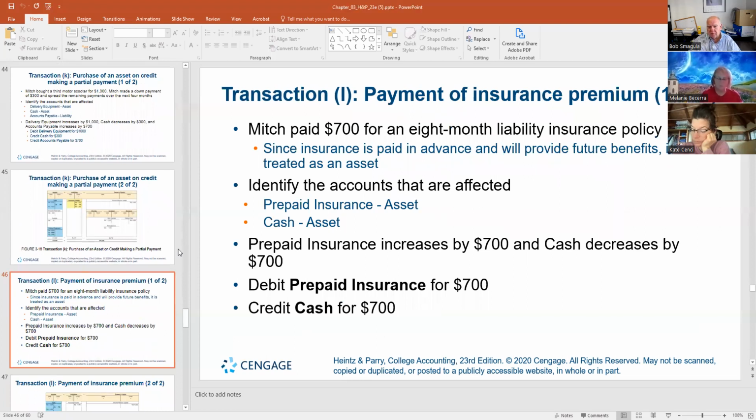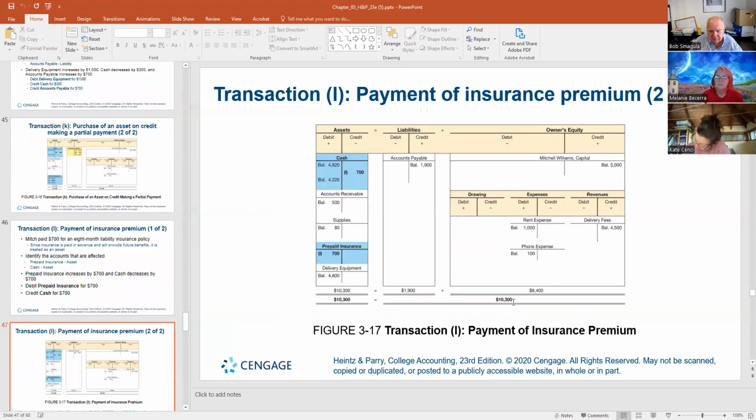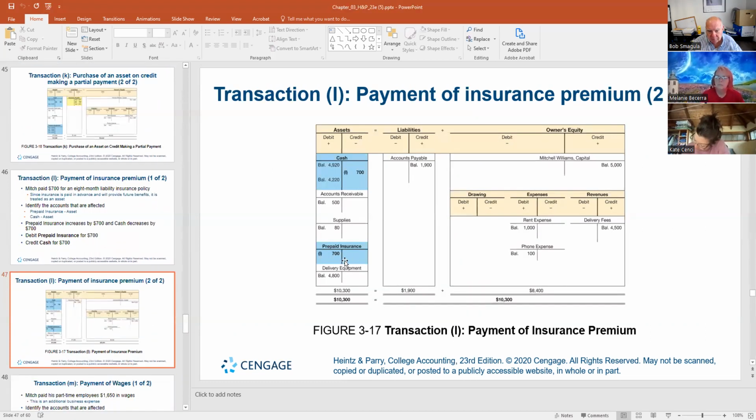Payment of the insurance premiums. By definition, when you buy an insurance policy, it's an asset. So he bought this asset for $700. We're going to debit an asset called prepaid insurance and credit cash. We're going to increase prepaid insurance with the debit and credit cash for $700. There's our prepaid insurance, and there is our credit to cash, and we're still in balance going across, okay?